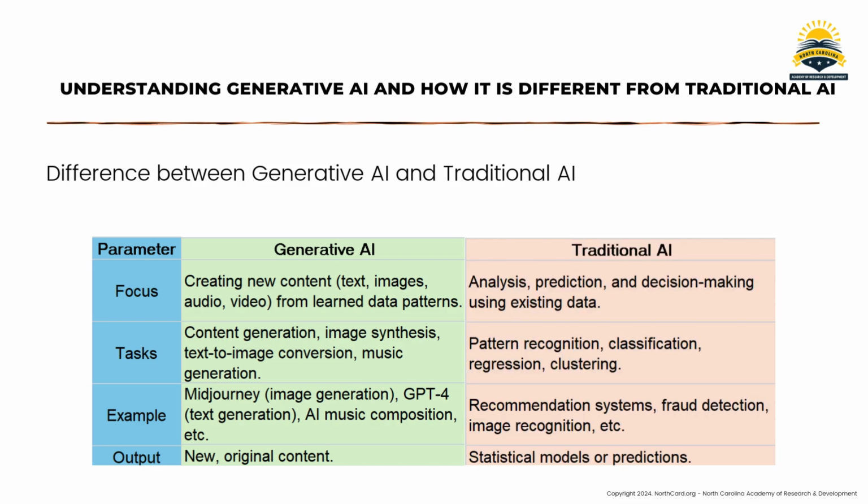In contrast, traditional AI is centered on analyzing, predicting, and making decisions based on existing data. It is adept at pattern recognition, classification, regression, and clustering. Typical examples include recommendation systems, fraud detection, and image classification. The output consists of statistical models and predictions. In summary, generative AI produces new, original content, while traditional AI provides data-driven models and forecasts.